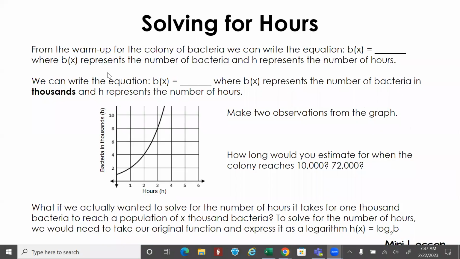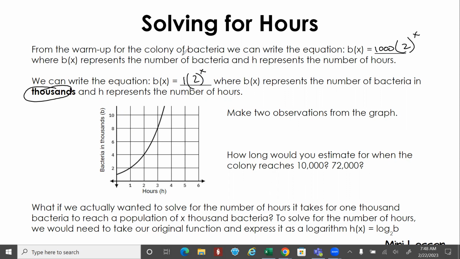Okay, so from the warm-up, for the colony of bacteria, we can write the equation. We've already done this one. 1,000 times 2 raised to the x, where b of x represents the number of bacteria and h represents the number of hours. We can also write the equation where b of x represents the number of bacteria in thousands and h represents the number of hours. Okay, so we could say 1 times 2 raised to the x. Okay, so the difference between these two is now we're saying that the bacteria are in thousands.